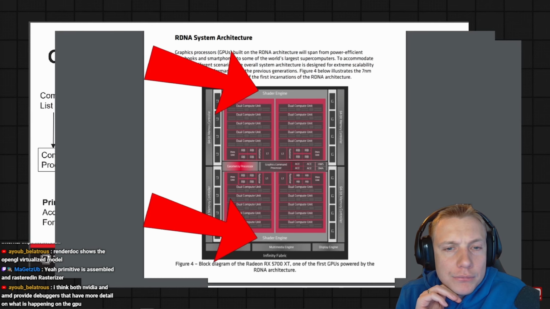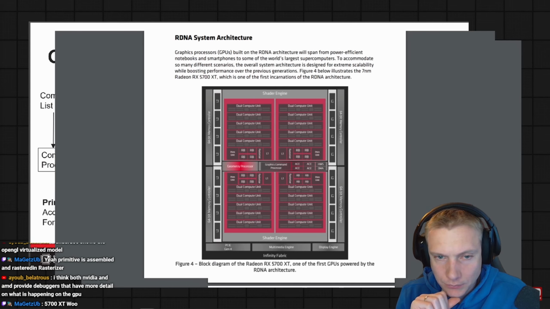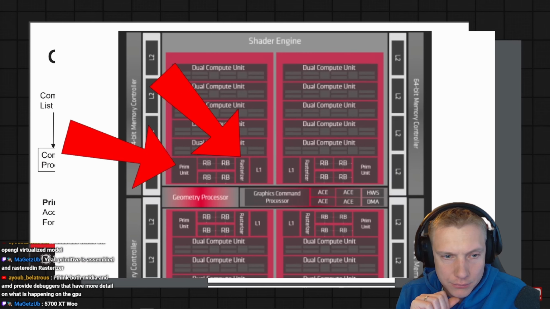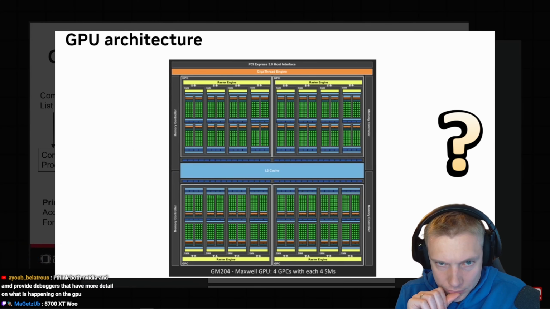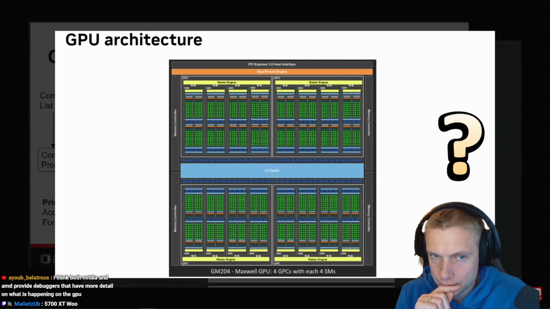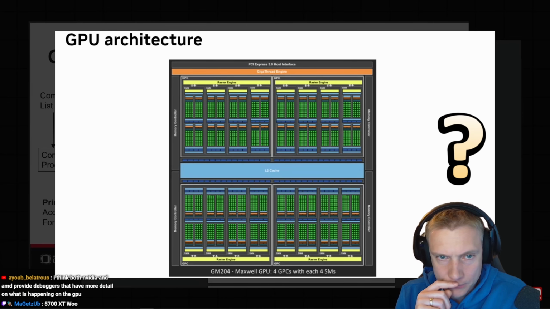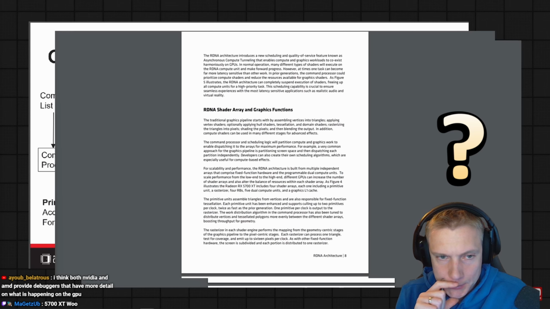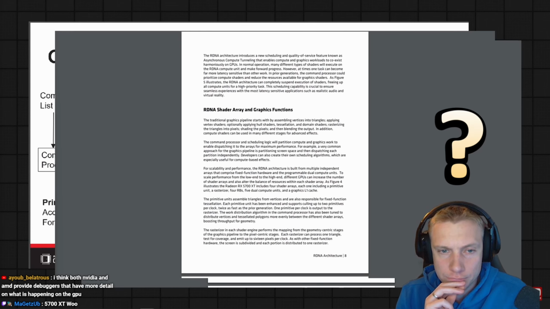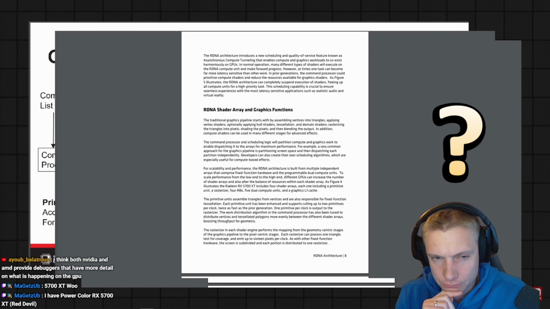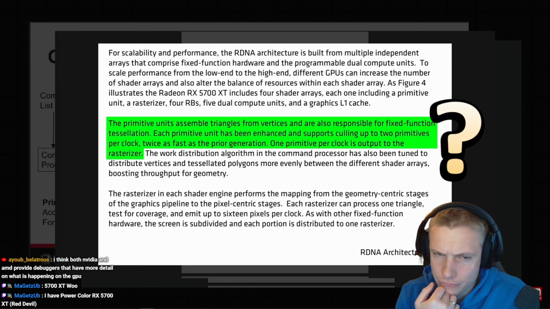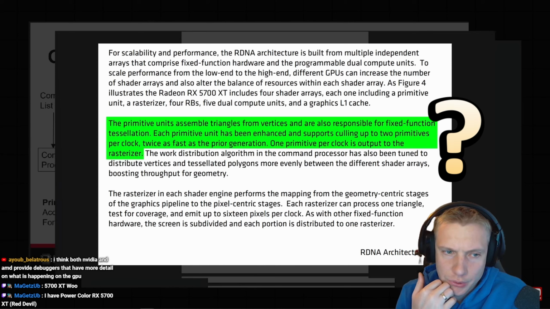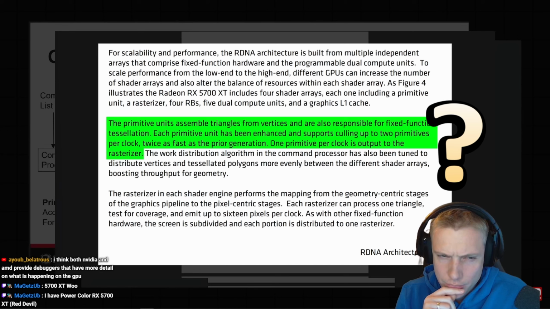They consist of what are called shader engines. The Radeon RX 5700 XT has two of these, and within a shader engine, they're further divided into shader arrays, which contain, among other things, a primitive unit and a rasterizer. This is analogous to the NVIDIA setup we saw earlier, where they partitioned their GPUs into what were called GPCs, or graphics processing clusters. So the neat thing is then, you can connect that to this section later in the white paper, where they talk about how the primitive units assemble triangles. Let's just read this directly. The primitive units assemble triangles from vertices and are also responsible for fixed function tessellation. Each primitive unit has been enhanced and supports culling up to 2 primitives per clock, twice as fast as the prior generation.